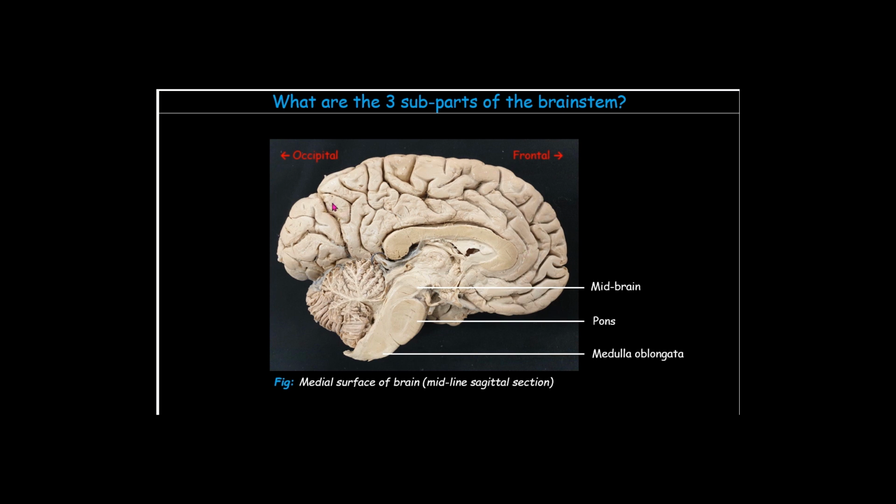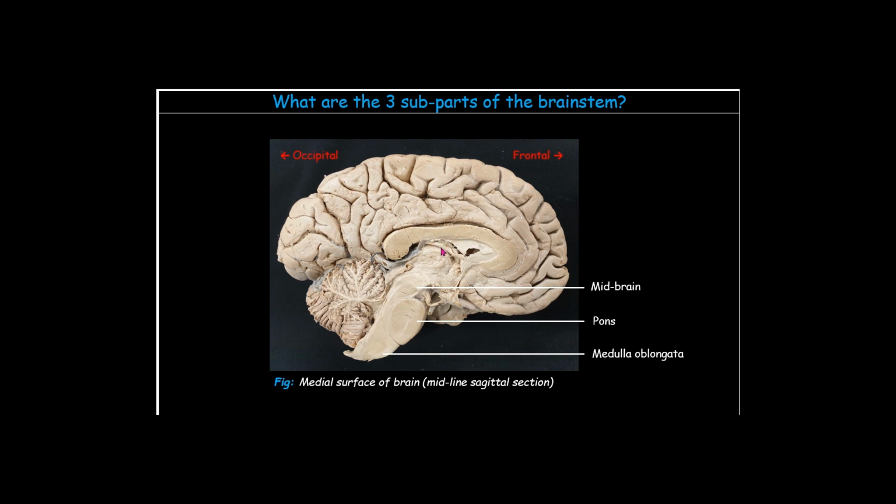We can actually see the medial surface of the left cerebral hemisphere over here. You can see a C-shaped structure over here on the medial surface, which is one of the largest commissural fibers of the brain. This is called the corpus callosum. Right above it, we can see the sulci and the gyri of the cerebral cortex.